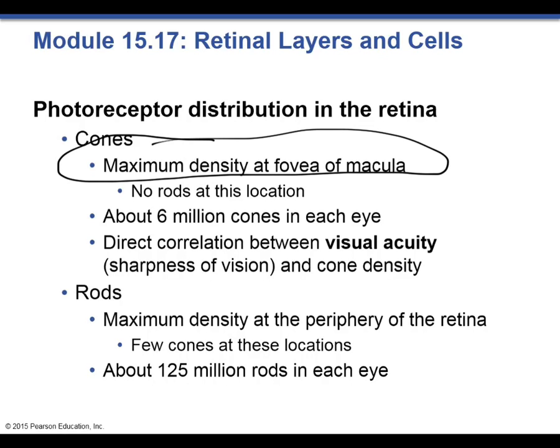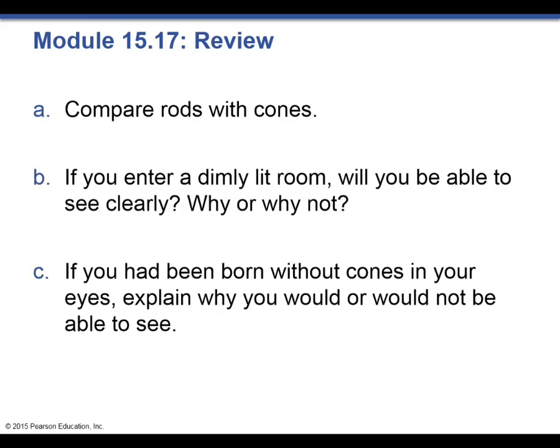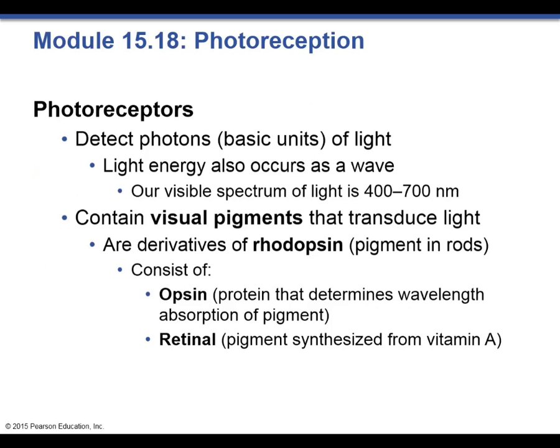So you have more of the rods out in the periphery. Okay, more cones in the center, more rods in the periphery. And again, we've seen the fovea, we've seen the optic disc, that's where the blind spot would be. And this just says what I just said about where the density is higher and lower for cones and for rods.